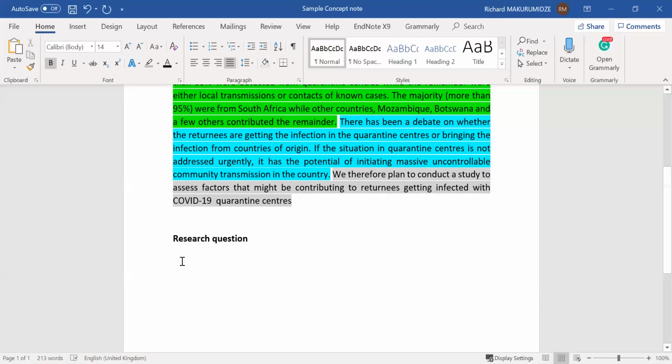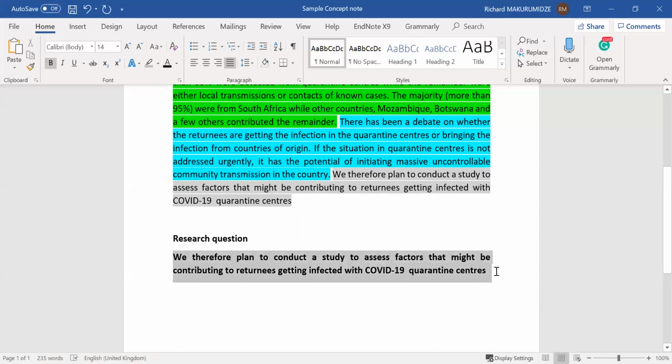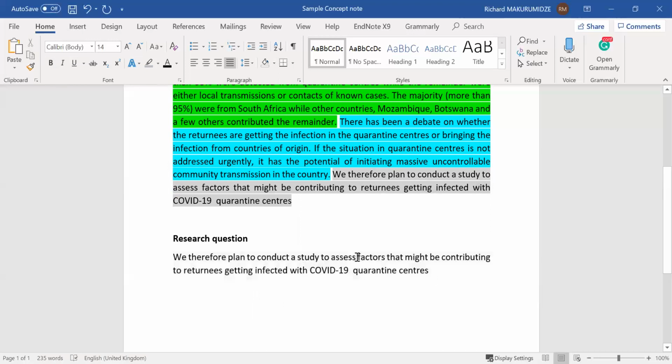So we can change this statement into a question. We can remove these parts and make it a question now. What are the factors that might be contributing to returnees getting infected with COVID infection in quarantine centers? And it's already a research question.